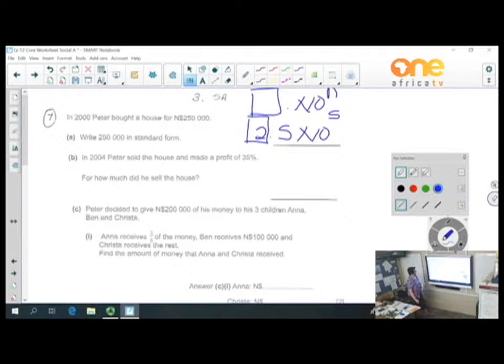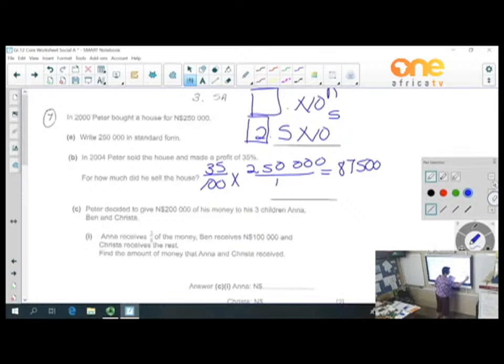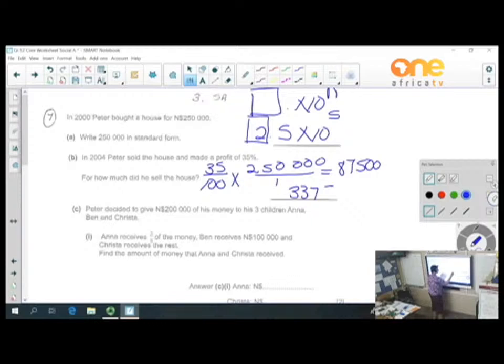In 2004, Peter sold the house and made a profit of 35%. For how much did he sell the house? So again, we'll calculate the 35% of the 250,000. And then we have to add it. To get the selling price, we have to add that amount there. So this gives you 87,500. And then if we add the two, the final answer here is 337,500.